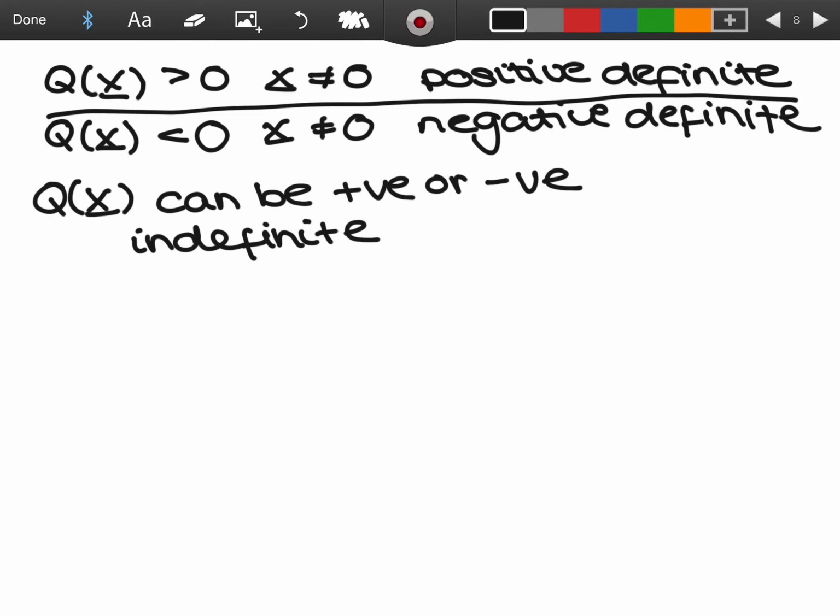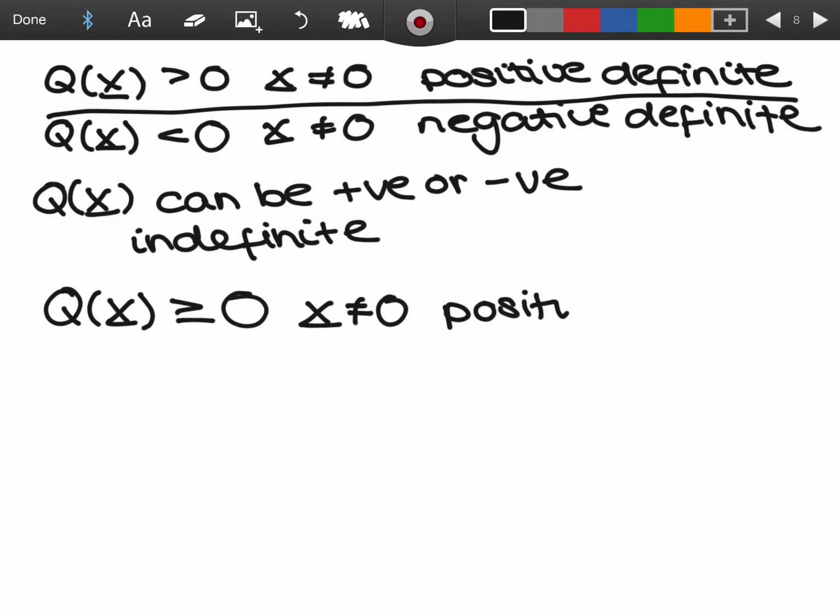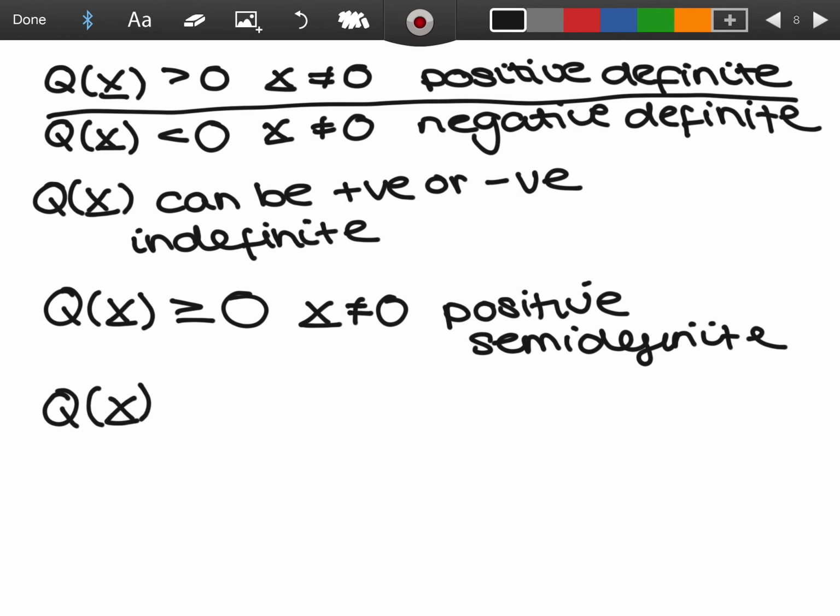In the same way, if you have q of x less than or equal to 0 for some non-zero x, so you find that there are some non-zero x's such that you still get that your quadratic form is equal to 0, but for all the others it's less than 0, then you have a negative semi-definite. So if you have q of x greater than or equal to 0 for non-zero x's, then it's going to be positive semi-definite. And if q of x is less than or equal to 0 for all non-zero x's, you have a negative semi-definite.